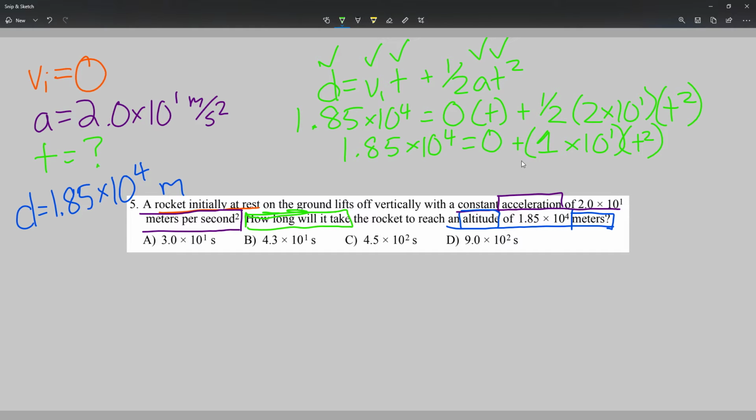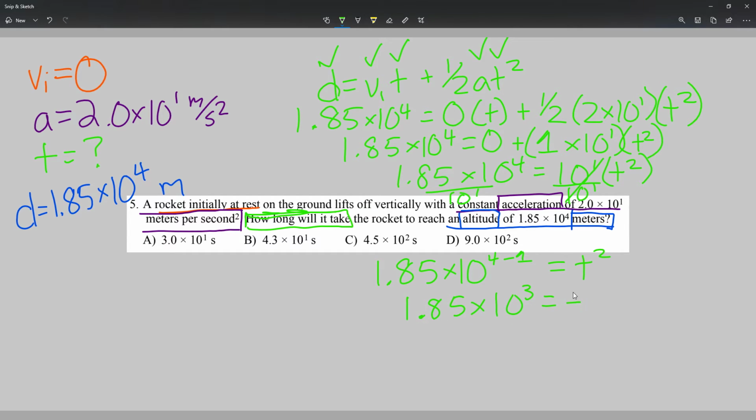Okay. So let's simplify this, bring this down, and get rid of the 0. Well, 1 times 10 to the 1 is just 10 to the 1. And so now we divide by 10 to the 1 on both sides. So 1.85 times 10 to the 4 divided by 10 to the 1. When you're dividing powers of 10, you subtract their exponents, so you do 10 to the 4 minus 1. So you get 1.85 times 10 to the 3 is equal to T squared.